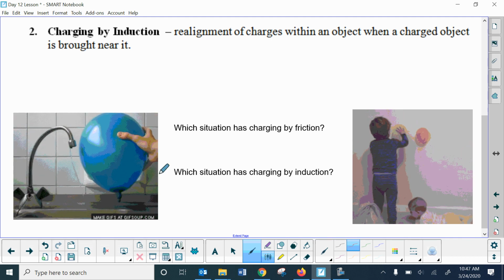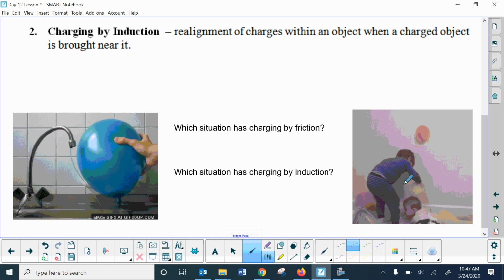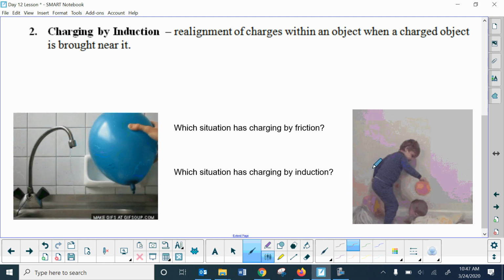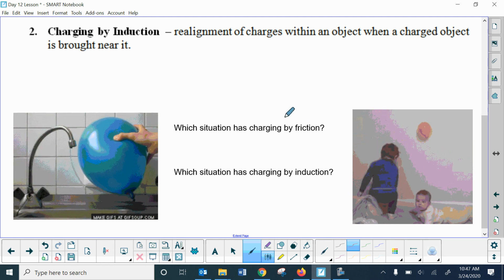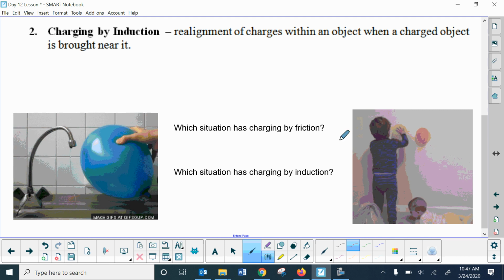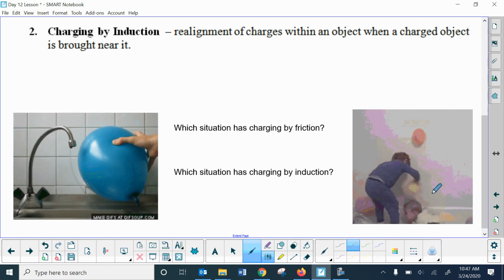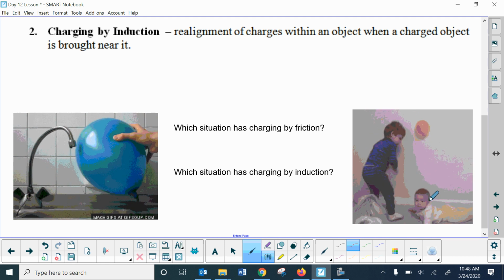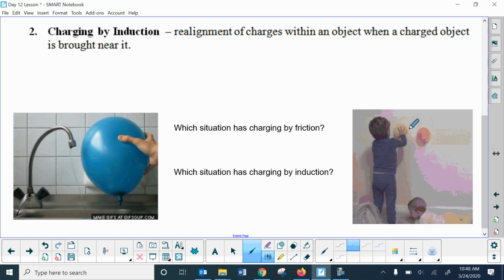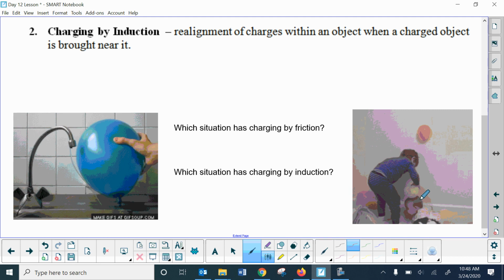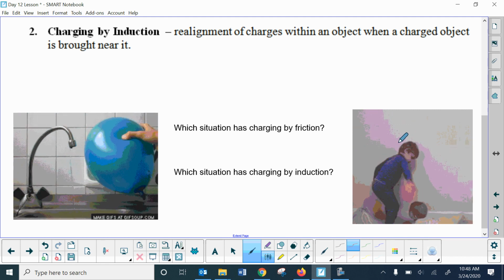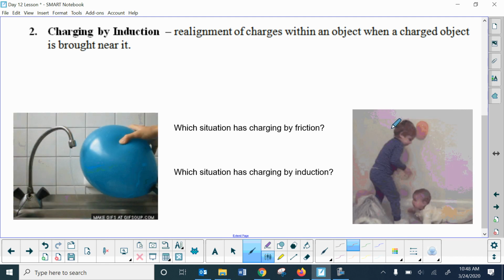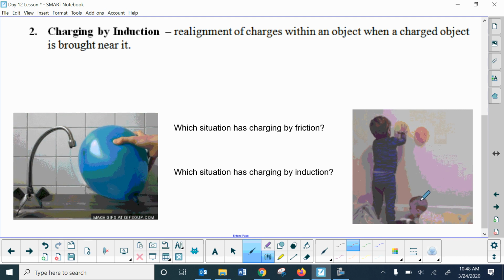If you have a balloon at home and you have hair, I can't use my hair, but you can charge a balloon through friction. So which one of these do you think is charging by friction or rubbing? It should be this one where the toddler is rubbing the balloons against the baby's hair and then sticking them to the wall. You're transferring charges from the baby's head onto the balloon or vice versa, and it gains a charge that way. So we charged it by contact.